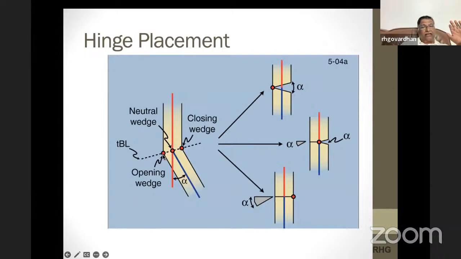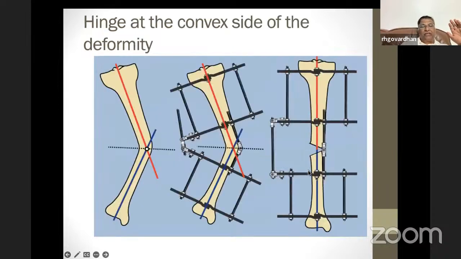CORA, center CORA, and the bisector line. And in the bisector line, you can place a hinge on the convex side or concave side. In the convex side, if you put it, you will get an opening wedge where you will get a bone formation. If you use a hinge at the concave side, then you have to resect this alpha amount of the bone to get the correction of the deformity.